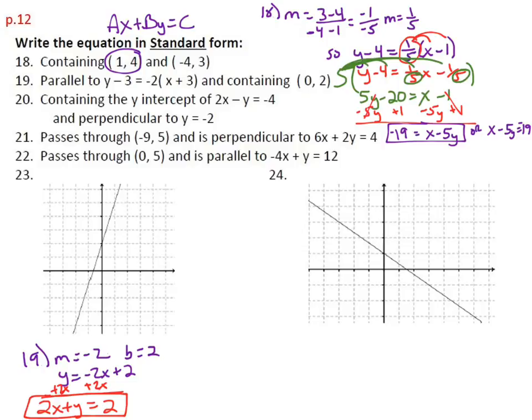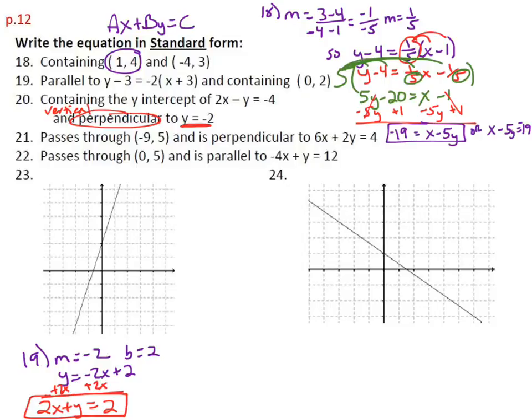For number 20, we're containing the y-intercept of 2x minus y equals negative 4, and it's going to be perpendicular to y equals negative 2. So y equals a number is a horizontal line, so I want the perpendicular line to that, which is going to be vertical.